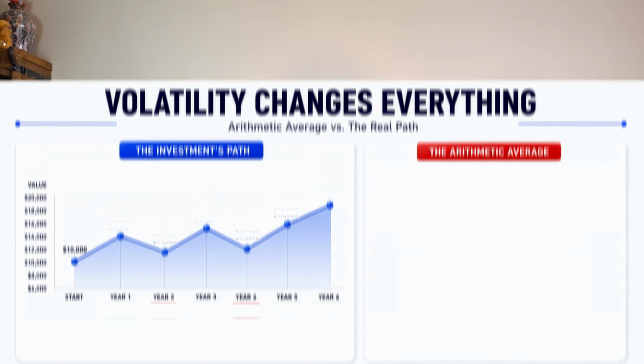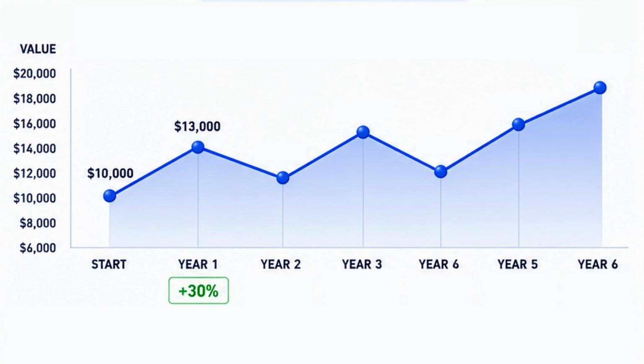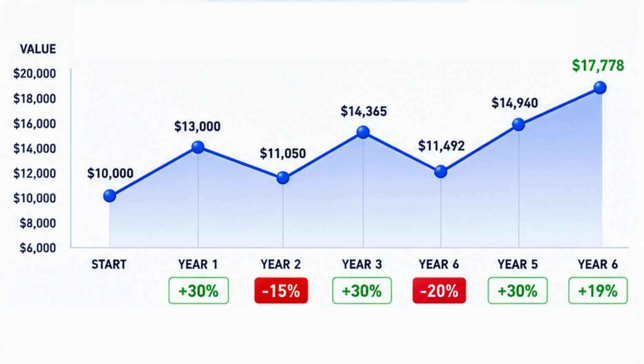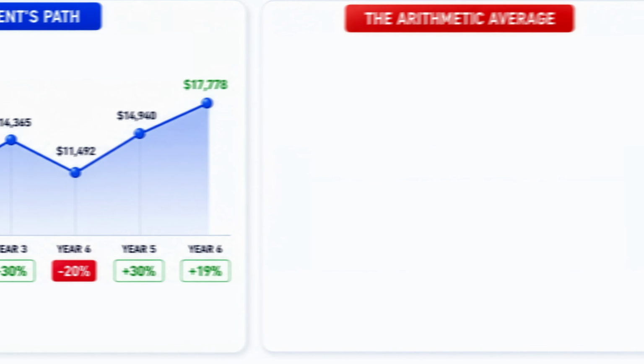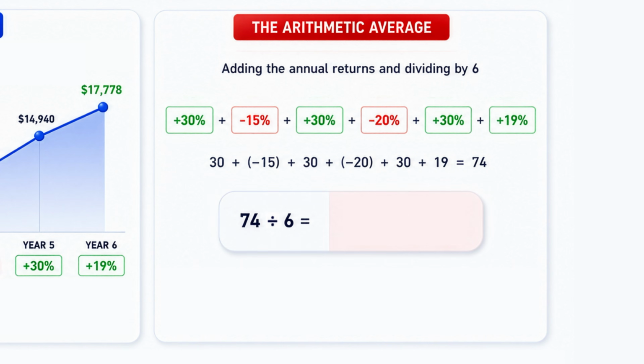Now let's add some volatility. Imagine an investment grows 30% in year 1, drops 15% in year 2, gains 30% in year 3, drops 20% in year 4, gains 30% in year 5, and gains 19% in year 6. If we calculate the average rate of return by just adding up these numbers and dividing by 6, we get an arithmetic average of 12.3%. That number looks familiar, right? But does that mean the investment doubled like our first example?